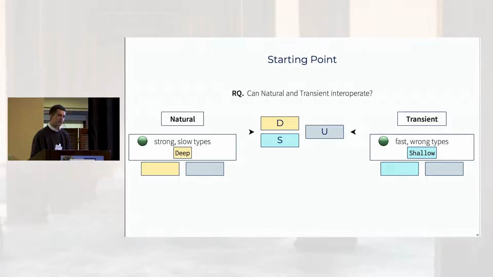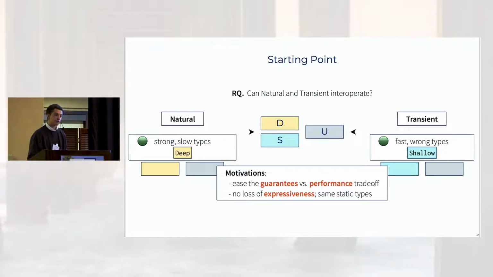Can we somehow have natural and transient interoperate in the same programming language? And there are many reasons for doing this. First of all, we now give programmers the power to decide between these fast, wrong types and these slow, strong types to navigate the guarantees trade-off. And it should also ease the performance bottlenecks that we've seen in the past, because both of these have complementary strengths. And best of all, there's going to be no change to the surface language. If you've got a program that type checks using the deep types, it also type checks with the shallow types. We have the same language of types on both sides. We only change the runtime behavior.